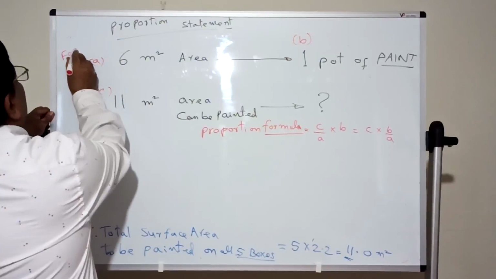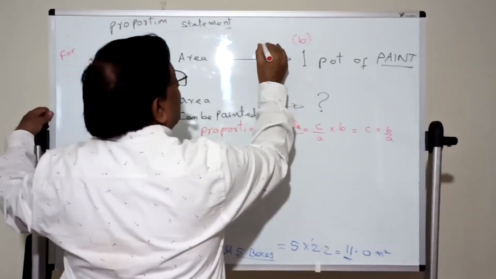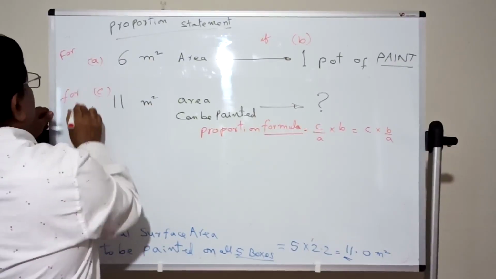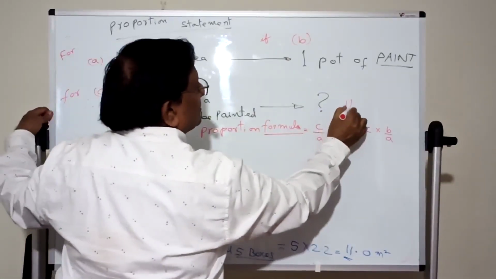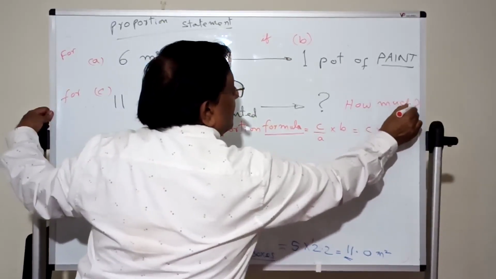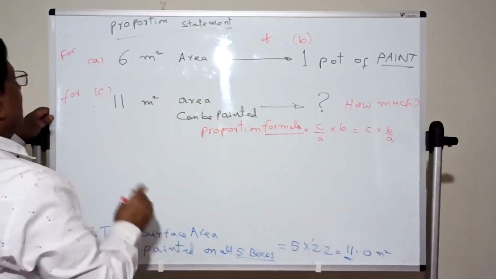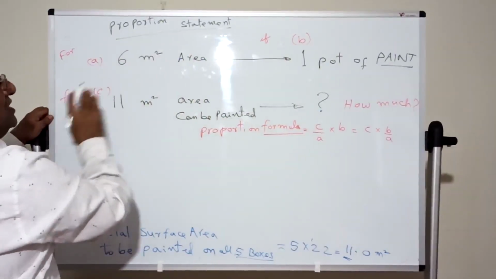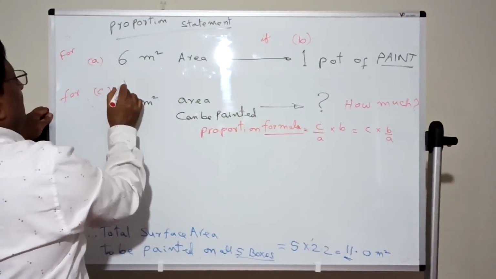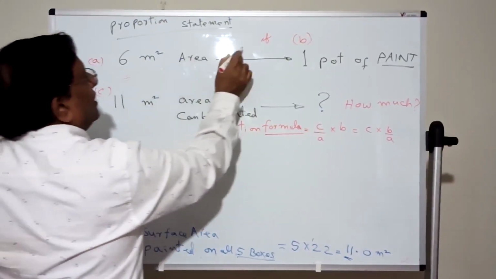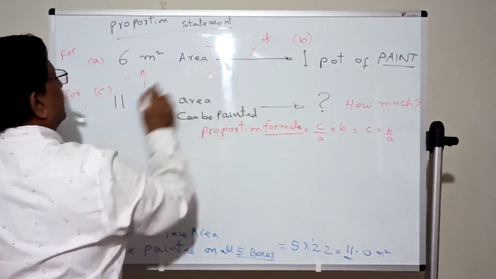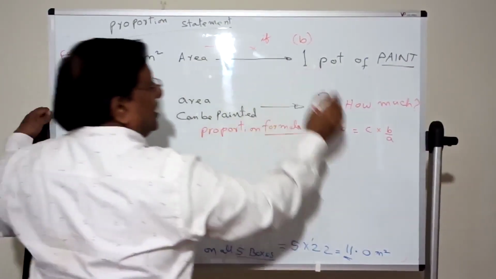That is in the proportion statement. For A, if it is B, for C, how much? This is the standard proportion formula statement. For A, if it is B, for C, how much? That how much is, the answer is C over A, one below the other, times B. You go like this, C over A times B.